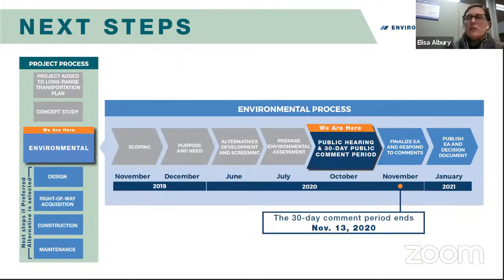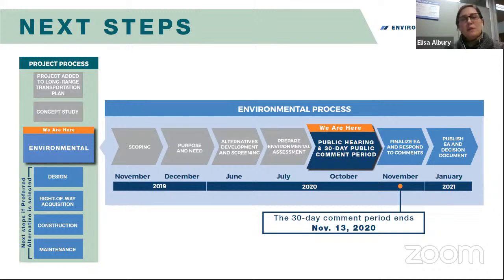The last thing that I want to touch on is where we are in the process. We've been talking a lot about the environmental phase, but where does that fit in the overall grand scheme of things? As Bo mentioned, we are in the formal comment period for the environmental study. This comment period began on October 13th and will last until November 13th. So if you're going to submit a written comment, you need to do that by November 13th.